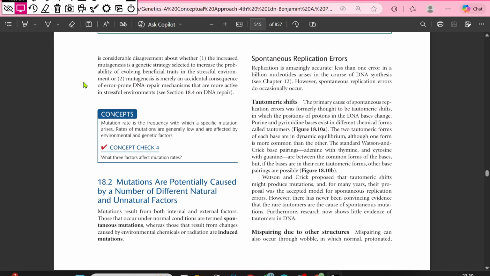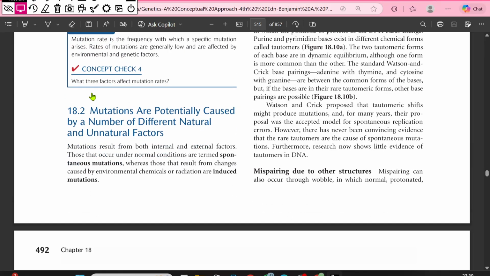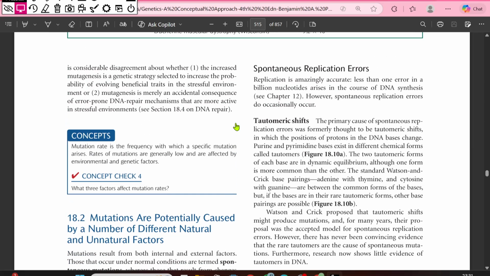See, mutations can result from both internal and external factors, those that occur under normal conditions. As I was saying, the mutations which occur under normal conditions are the spontaneous mutations. Spontaneous means autonomously occurring. While those mutations which are induced by certain environmental chemicals are referred to as induced mutations. So spontaneous mutations and induced mutations. Now we have to discuss both of them one by one. Let's talk first about the spontaneous mutation.